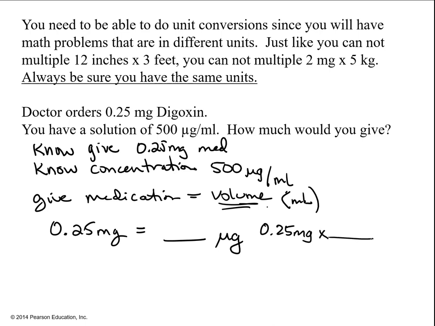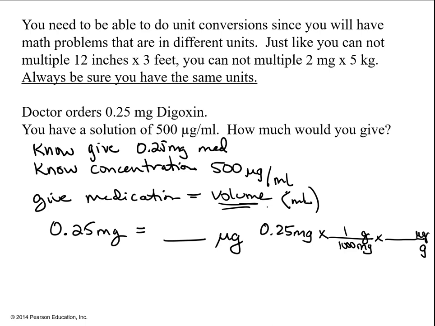So I have times and a line. What goes on the bottom? Milligrams goes on the bottom, grams on the top. I'm going to do the first step. I want to go from milligrams to grams. Milli gets the 1,000. Grams get to 1. Now I got to do a second step, though. So in this one, I'm going to go from grams to micrograms.